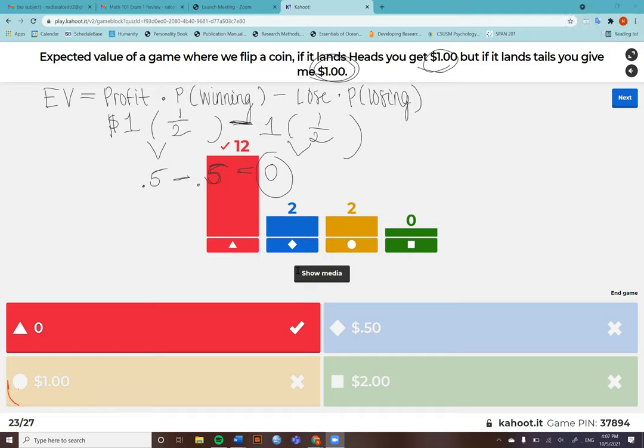I have a question. Yeah. I just canceled out the ones and then it left me with the twos. So I just subtracted 2 minus 2, which gave me 0. Does that also work or no?